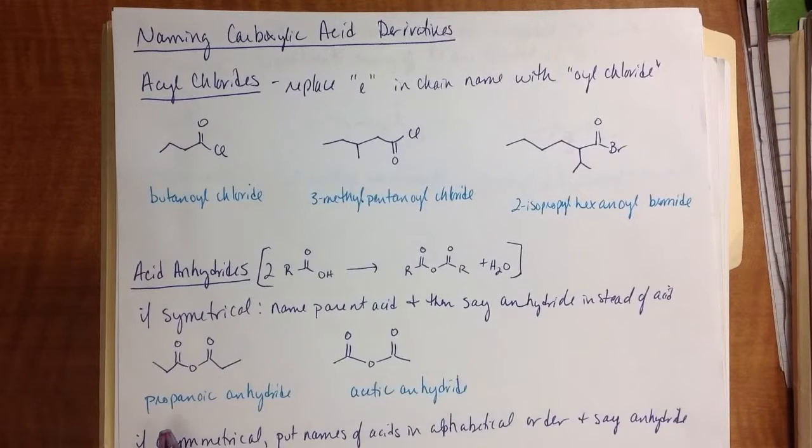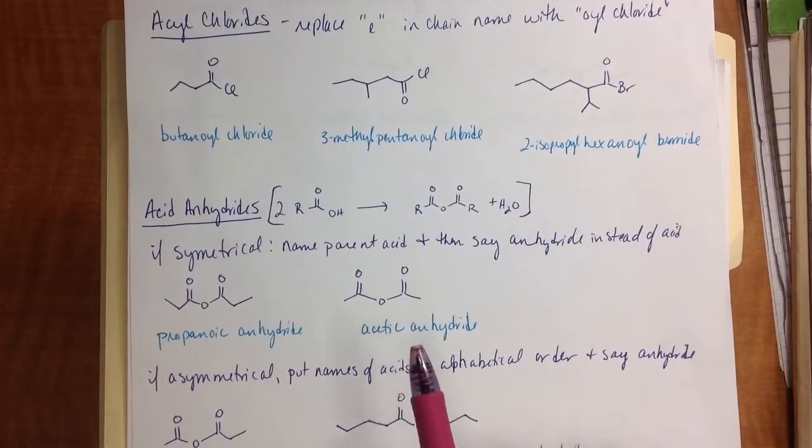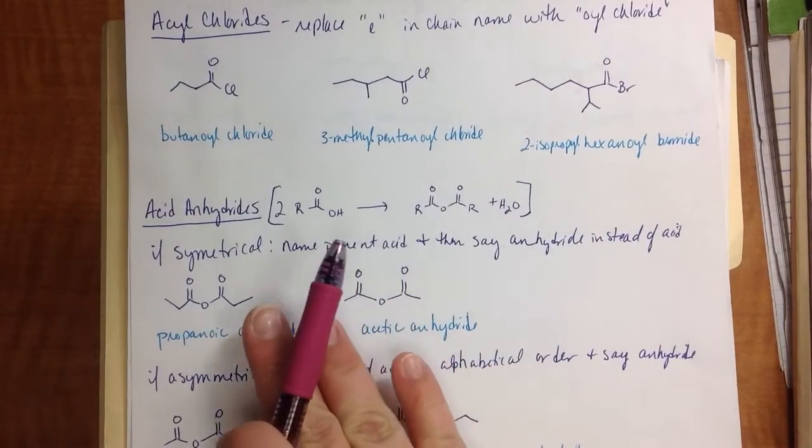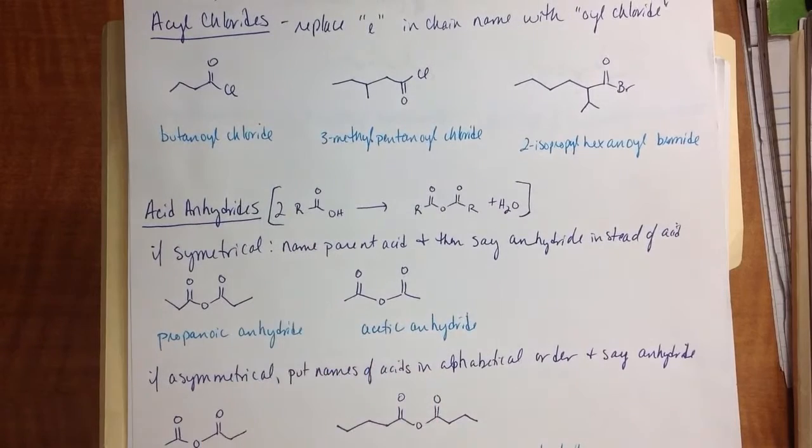And it's really easy when the 2 sides agree with each other, they're symmetrical. We just call this propanoic anhydride, so instead of it being propanoic acid, it has been dehydrated, so we call that anhydride. This would be acetic anhydride.